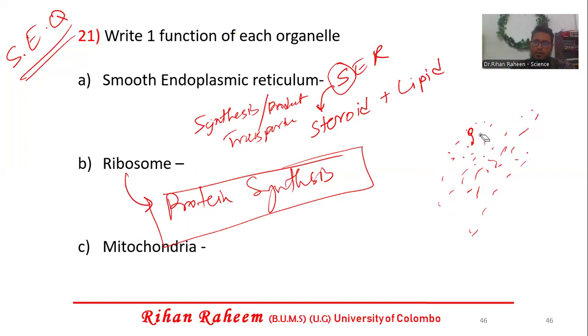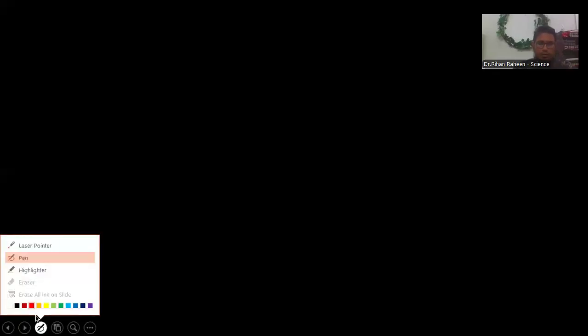I hope you all are clear about it. Wait, I'll show you another thing related to this protein synthesis, because RNA is also related to protein synthesis. So how does that happen? I'll show it to you. This is a clear explanation of protein synthesis.